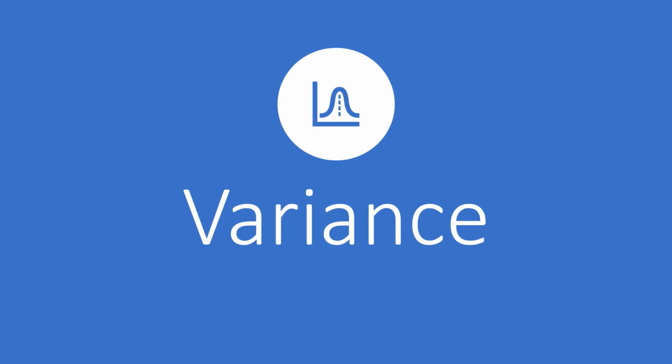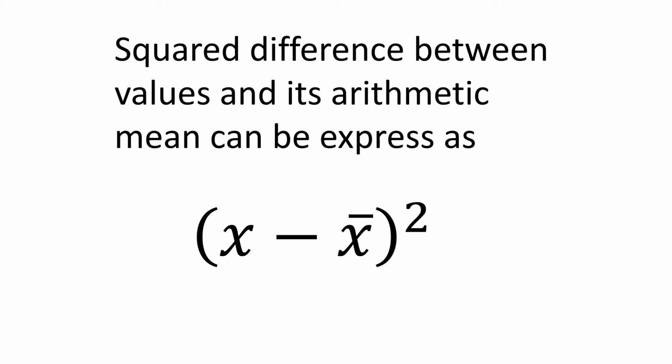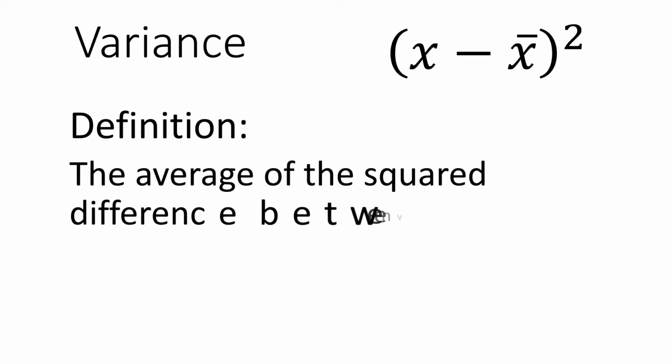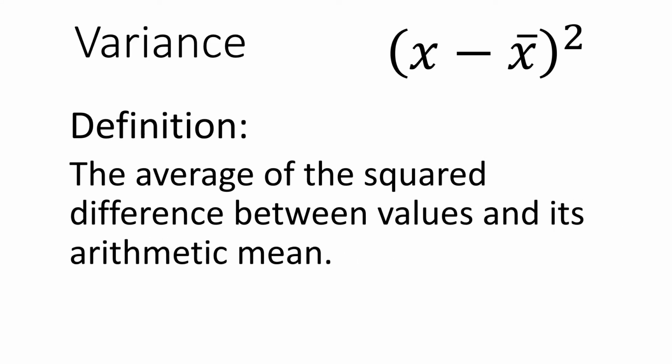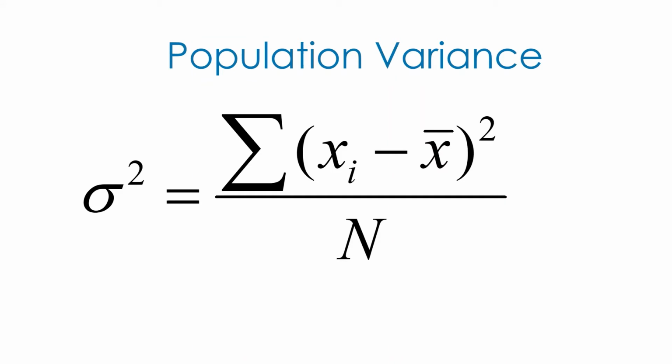This video discusses variance and standard deviation. The squared difference between values and its arithmetic mean can be expressed as (x minus x bar) squared. Variance is the average of the squared difference between values and its arithmetic mean. The notation for population variance is sigma squared.